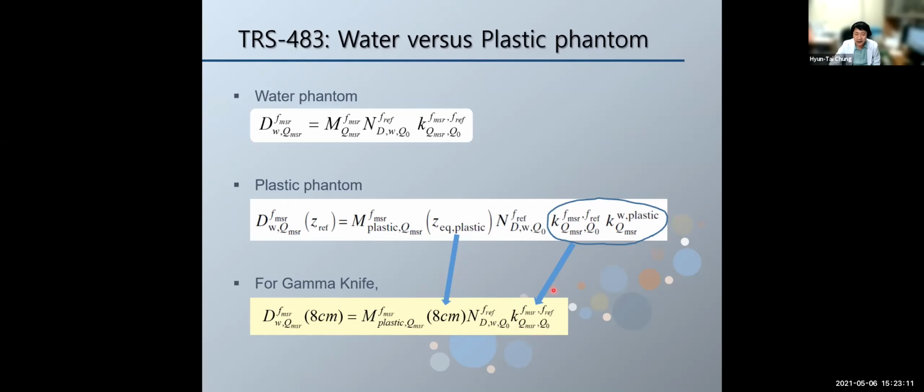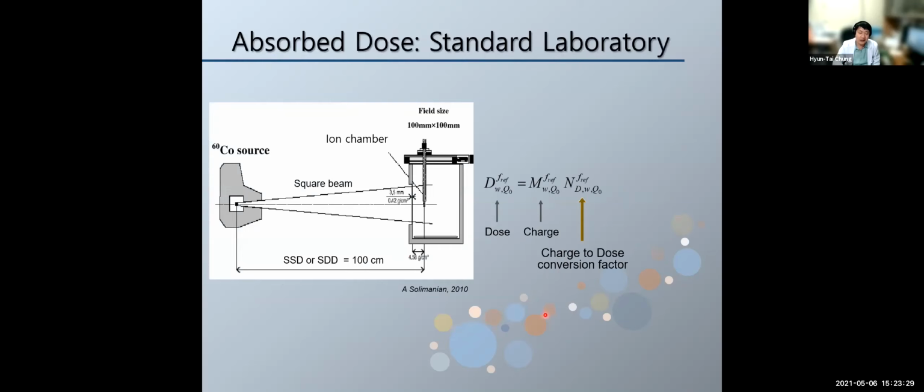Even though they use the same notation for this and this, the meaning is different. So it's very confusing. But once you know this fact, it's easy, but the first time it's difficult to understand. So let me explain in more detail.